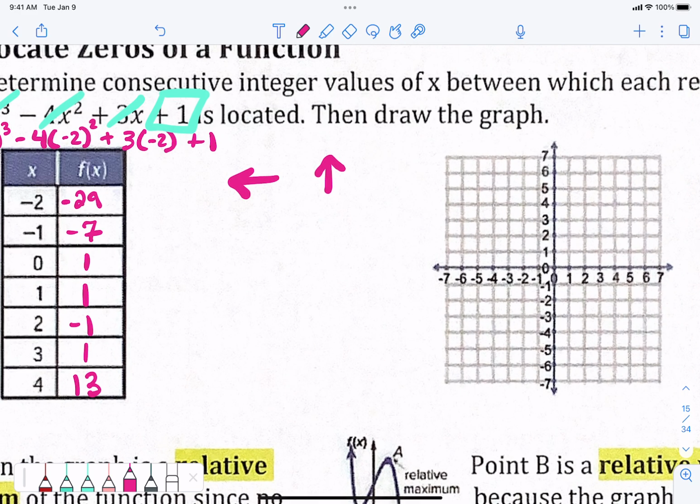Negative 2 and negative 29. That is not even on my graph, so I'm not going to worry about it. We're going to draw a line through that. Negative 1 is at negative 7, so it's right there. 0 is at 1. And then 1 is at 1. That's kind of odd. 2 is at negative 1. 3 is back at 1 again. And 4 is at 13, which is all the way up here.